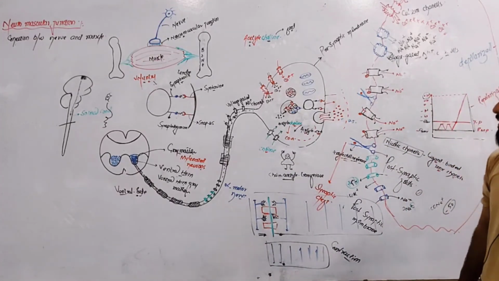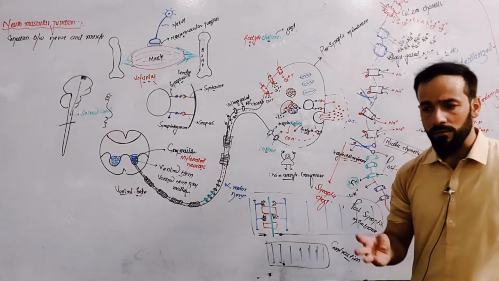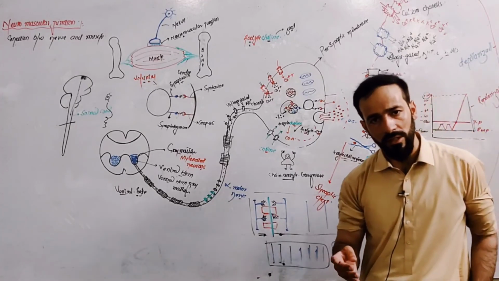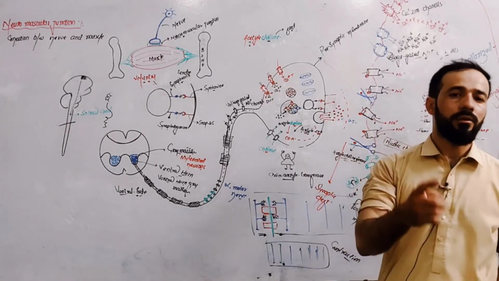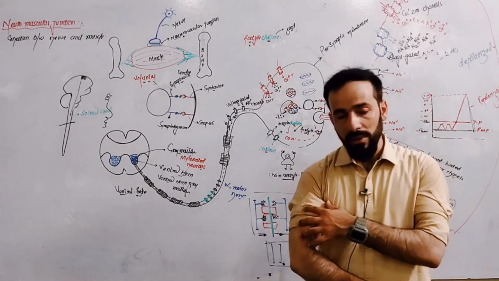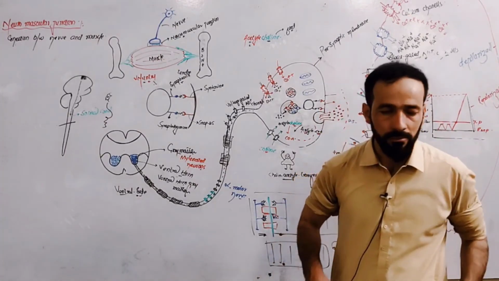In the next lecture, I will discuss the types of muscles, which are cardiac muscles, smooth muscles and skeletal muscles, and then we will start discussion on every muscle of the upper limb, the lower limb and the body.